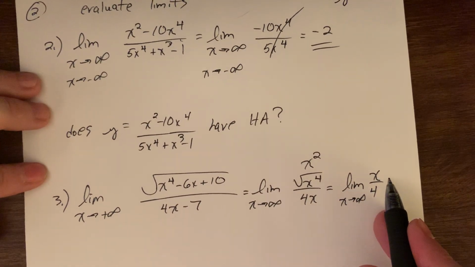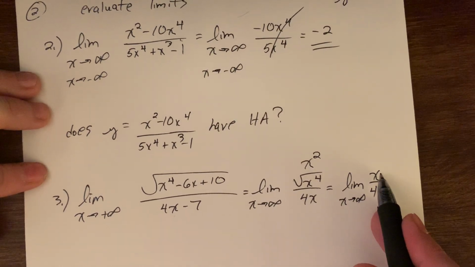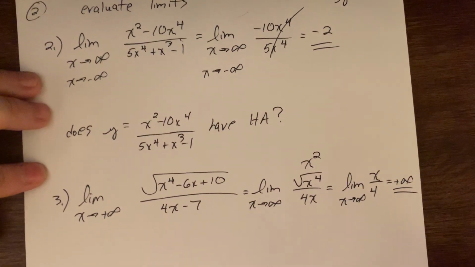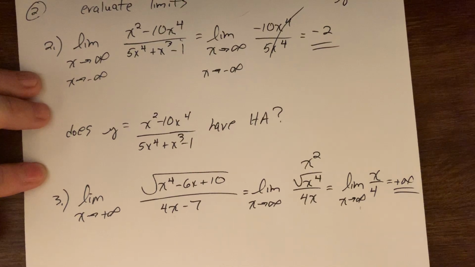Now I've got an x left. So what happens when I plug in that value? Huge positive value for x divided by 4 is still a huge positive value. So as x goes to positive infinity, this limit still goes to positive infinity.